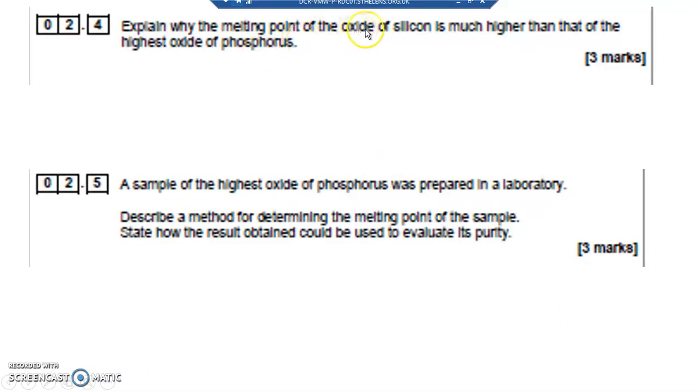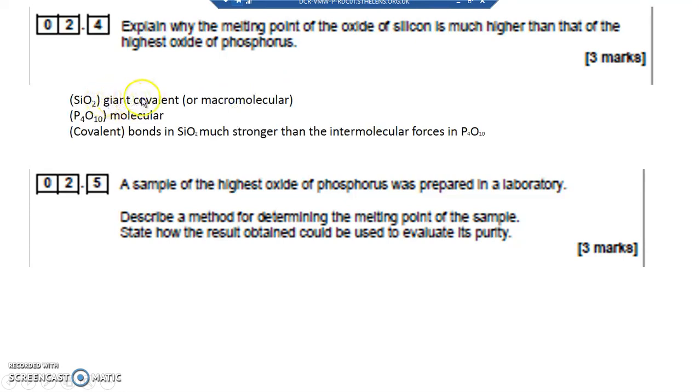Explain why the melting point of the oxide of silicon is much higher than that of phosphorus for 3 marks. Well, silicon oxide forms a giant macromolecular structure, whereas phosphorus is a small molecular structure. So a giant covalent or macromolecular structure, a bit like diamond or graphite. P4O10 is molecular, so once you've got 4 P's and 10 O's, it doesn't get any larger than that.